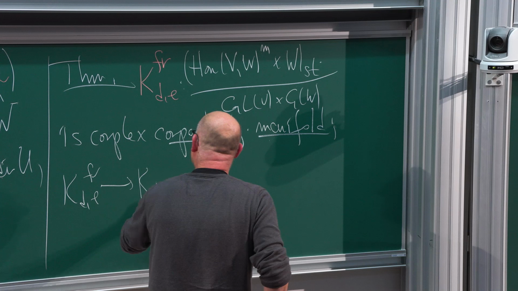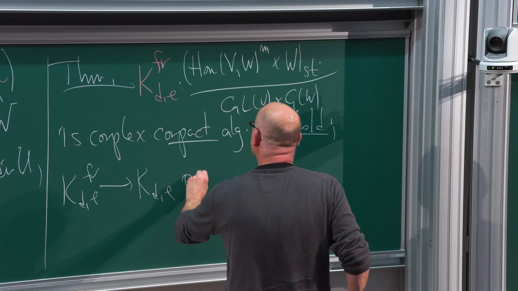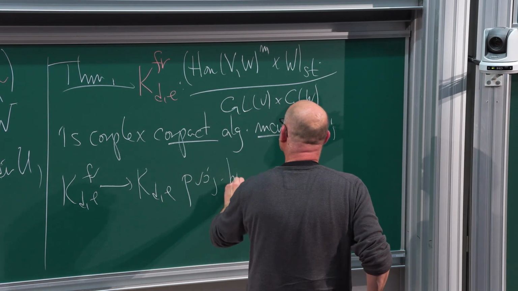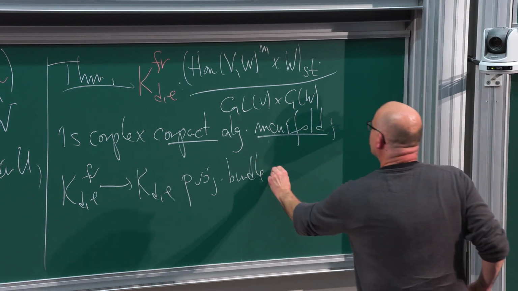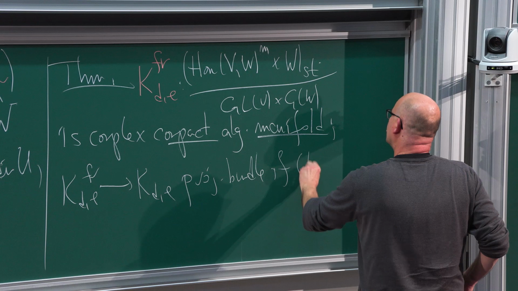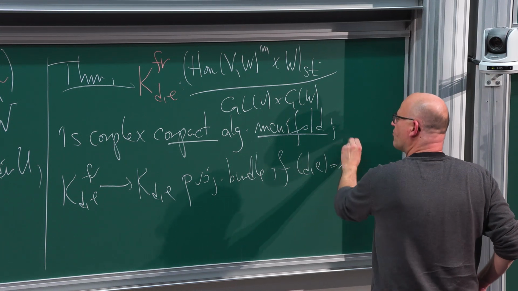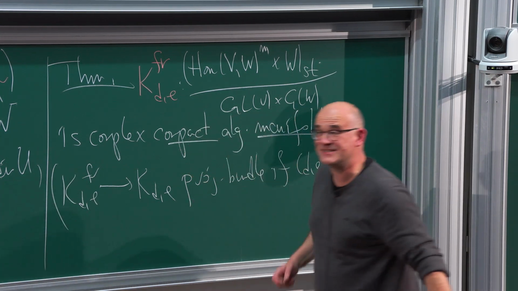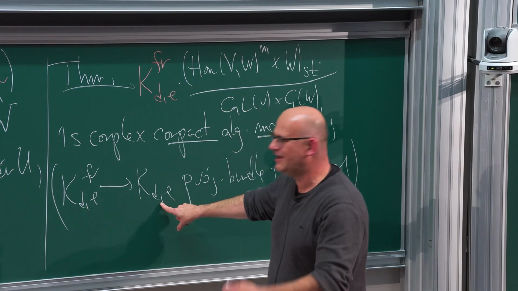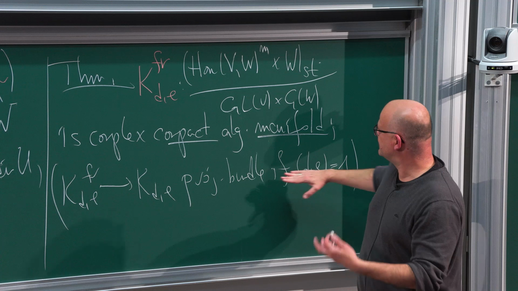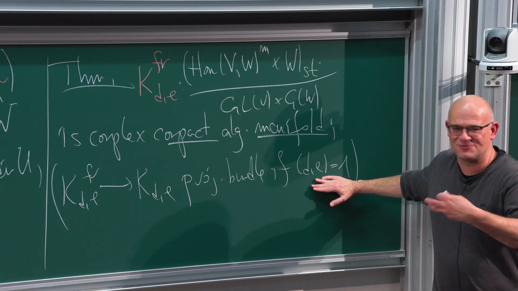So this actually maps to KDE and is a projective bundle, the projectivization of a Zariski vector bundle if D and E are coprime. So that's the reality check. So this space is not too far away from our honest moduli spaces in the case where the honest moduli space was good enough.